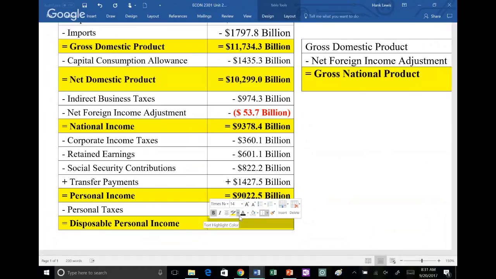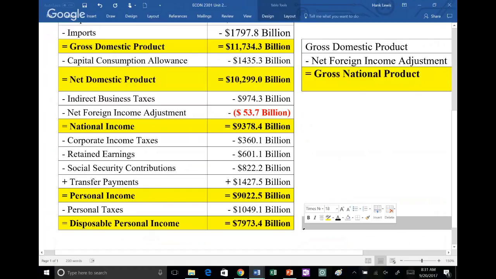And so we run those numbers through. And then for 2004, that was $7,973.4 billion. Now, this is kind of interesting.